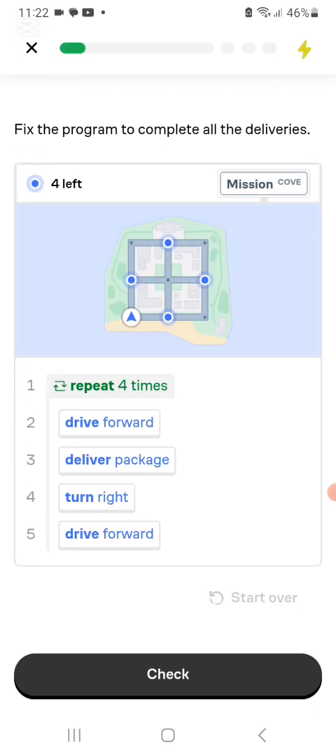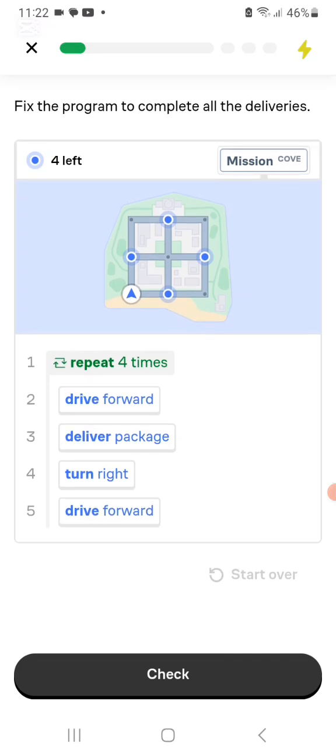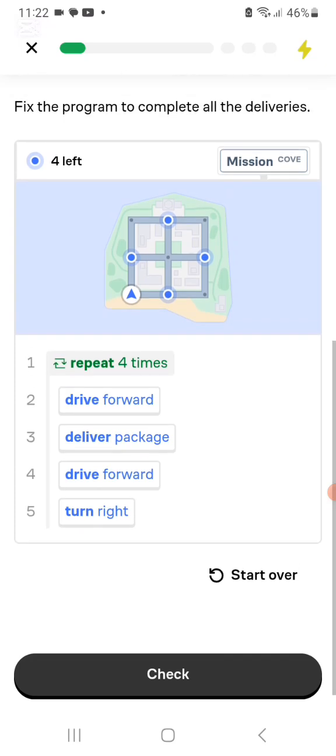Now repeat 4 times again, but it's a change. Drive forward, then deliver package, turn right. Yes, now look. Drive forward and deliver the package. Then the truck will drive forward again and turn right, and again drive forward, deliver package, and the same.